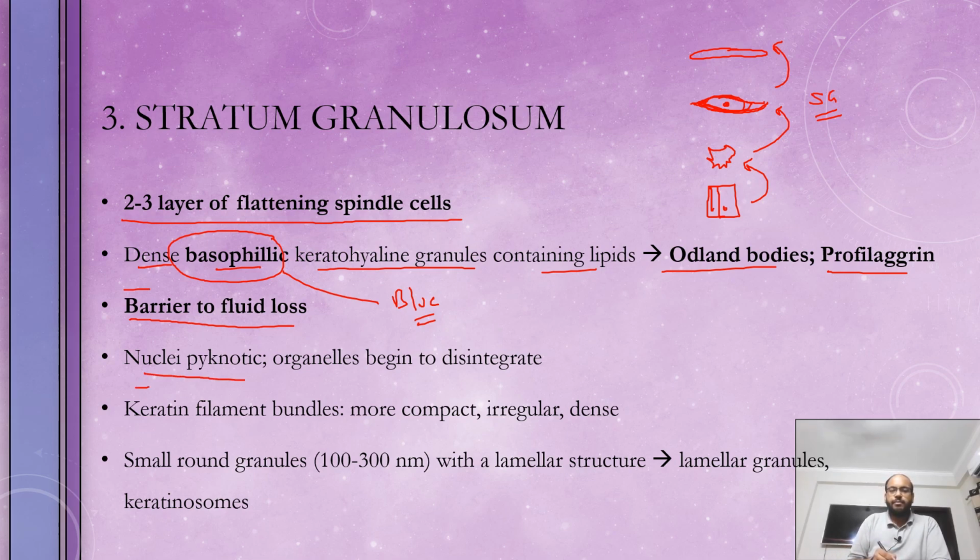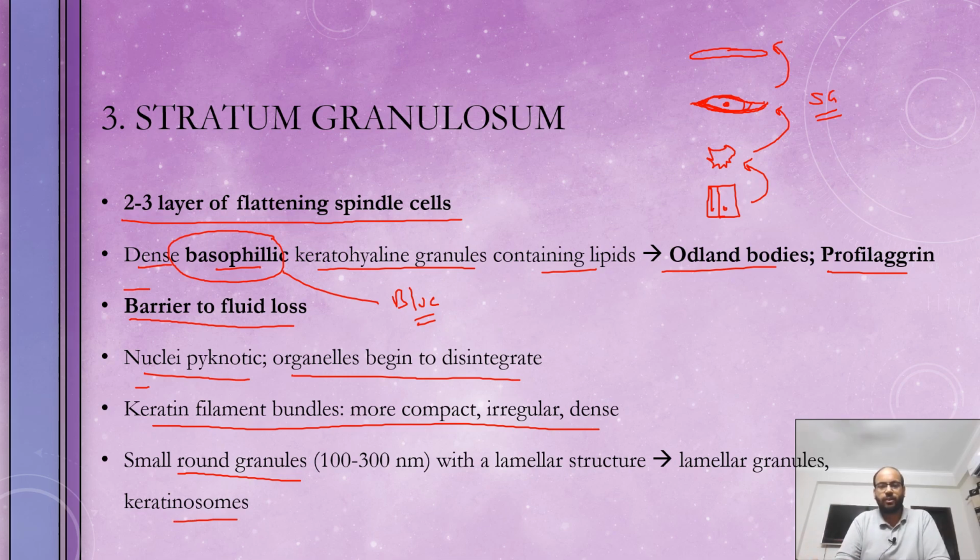The nucleus is pyknotic, that means it is condensed and darkly stained, and the organelles begin to disintegrate. Remember, in corneocytes, the organelles are not present, they are disintegrated. You have a dead cell, somewhat of a quasi-dead cell, okay? The keratin filament bundles are more compact, irregular, and dense, but you don't see them in H&E. And they have lamellar round granules, and these are known as keratinosomes. But you won't see these structures on H&E.